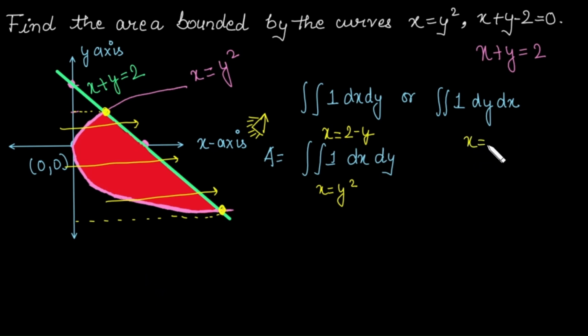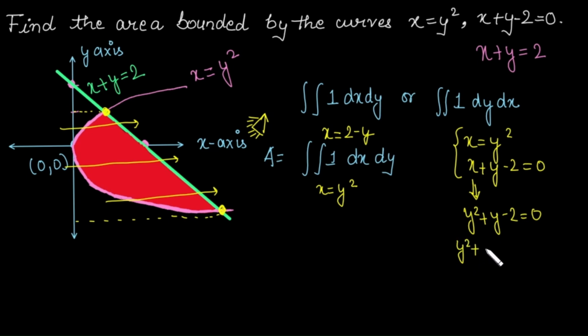When x is equal to y square and x plus y minus 2 is equal to 0, how have we identified the intersecting point? By substitution, or we can say by elimination of one variable. Here I will take the value of x as y square. So we have y square plus y minus 2 is equal to 0. This is a quadratic equation. If it is a quadratic equation, it has two roots. What are the two roots in this case?